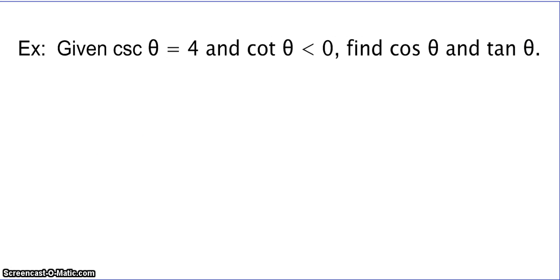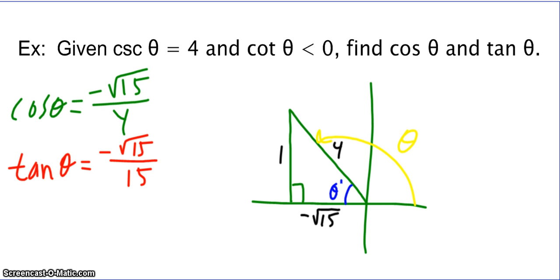Okay, another example. Given that the cosecant of theta is 4 and the cotangent of theta is less than 0, I want you to find the cosine of theta and the tangent of theta. So again, pause the video and come back when you have an answer. A hint here is think first about what quadrant this has to be in based on this information, then draw your triangle.